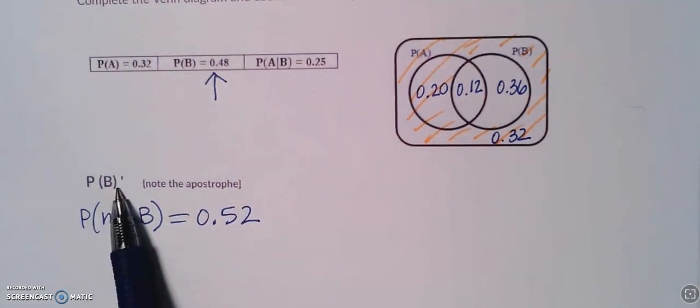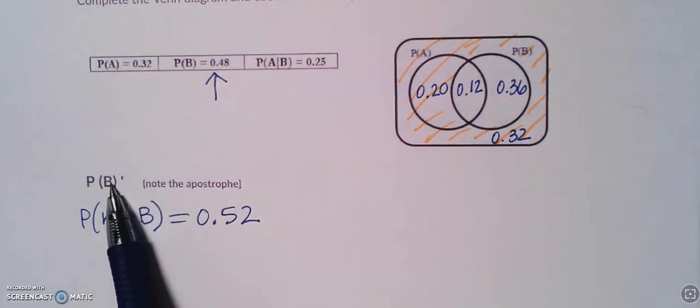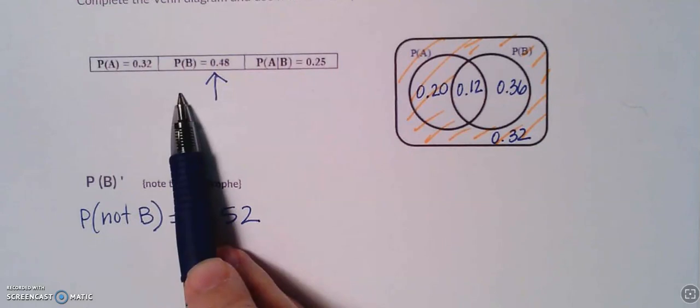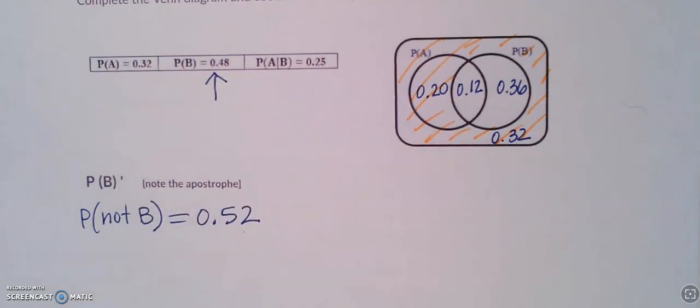Notice that this is the complement of this, and the probability of a set and the probability of its complement will always add up to 1. 0.48 plus 0.52 is 1. Because basically either it's in that set or it's not. There aren't any other possibilities.